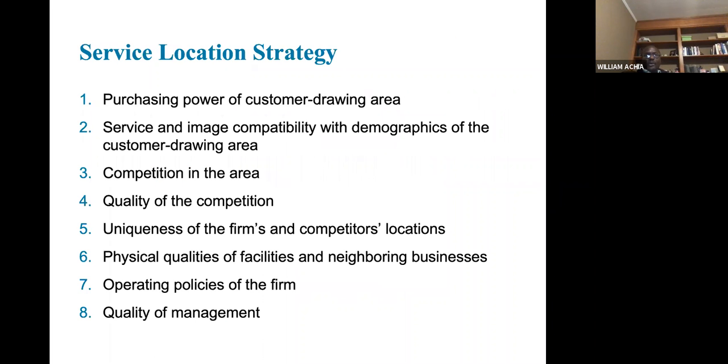Okay, so that in a nutshell is what chapter 8 is about, and hopefully this provides you information that can help you if you're doing homework assignments to answer some questions on location strategy and site selection decisions.